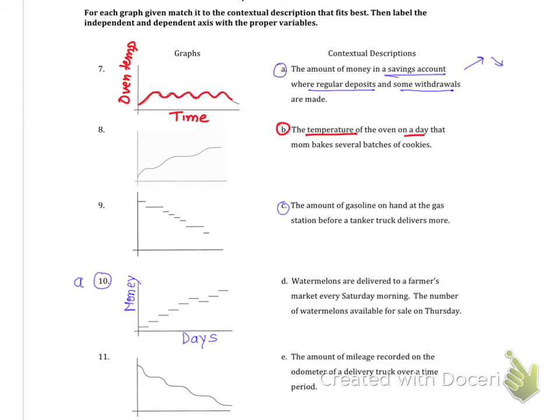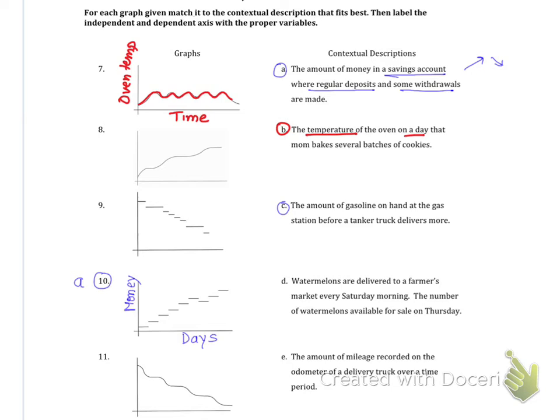at a station before a tanker truck delivers more. So the amount of gasoline, if it is being used continuously, you will see the amount will keep on dropping. So a graph that is basically telling the story of decrement. I see it's the one where it is decreasing continuously.